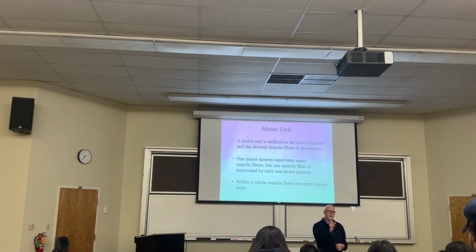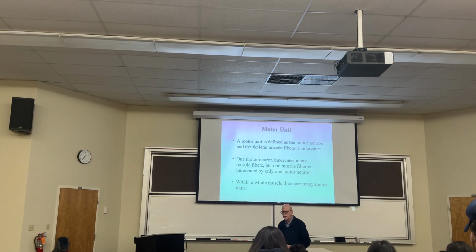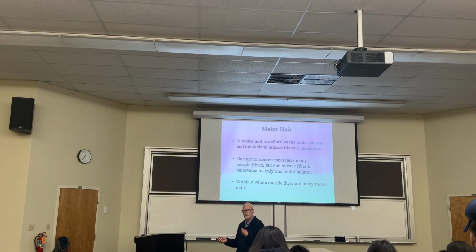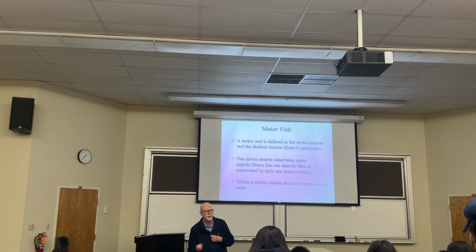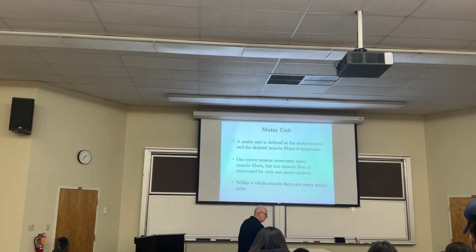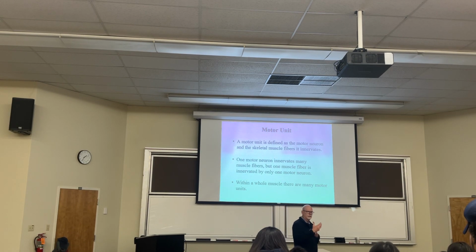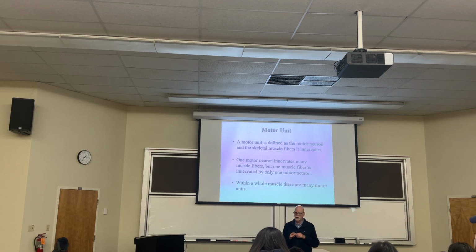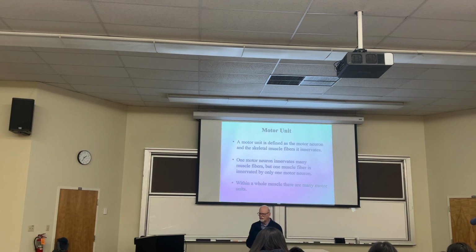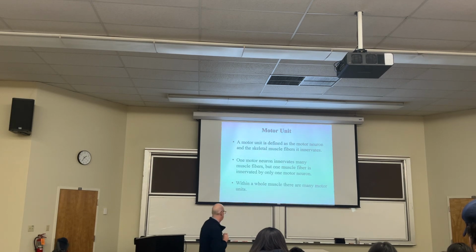Now, the motor neuron and the muscle cells that it innervates is called a motor unit. Each of these motor units has a different threshold. Some can be activated at a lower threshold, some need a higher threshold in order to be activated. What this does is it gives us a gradation of muscle contraction.